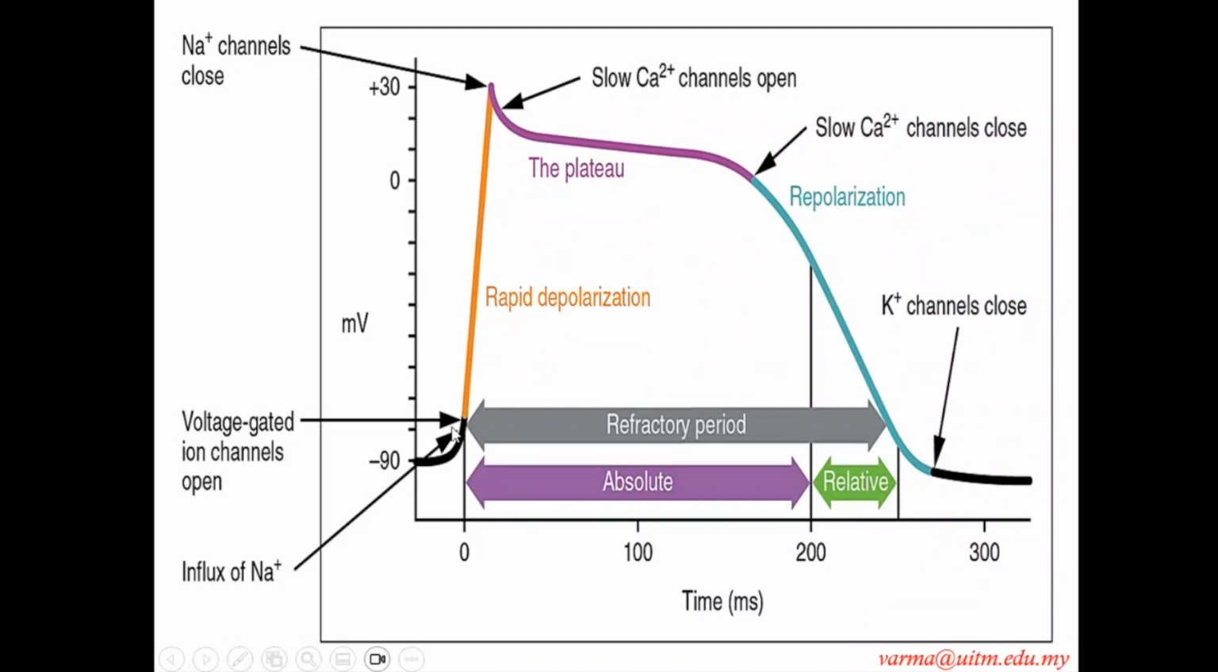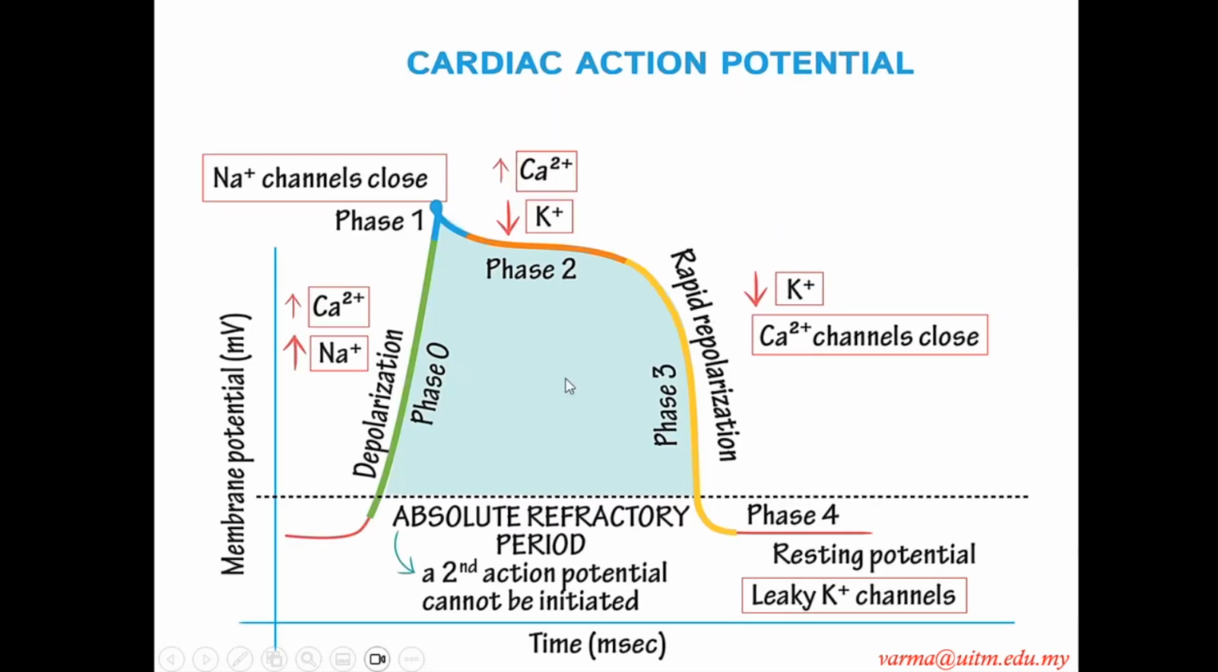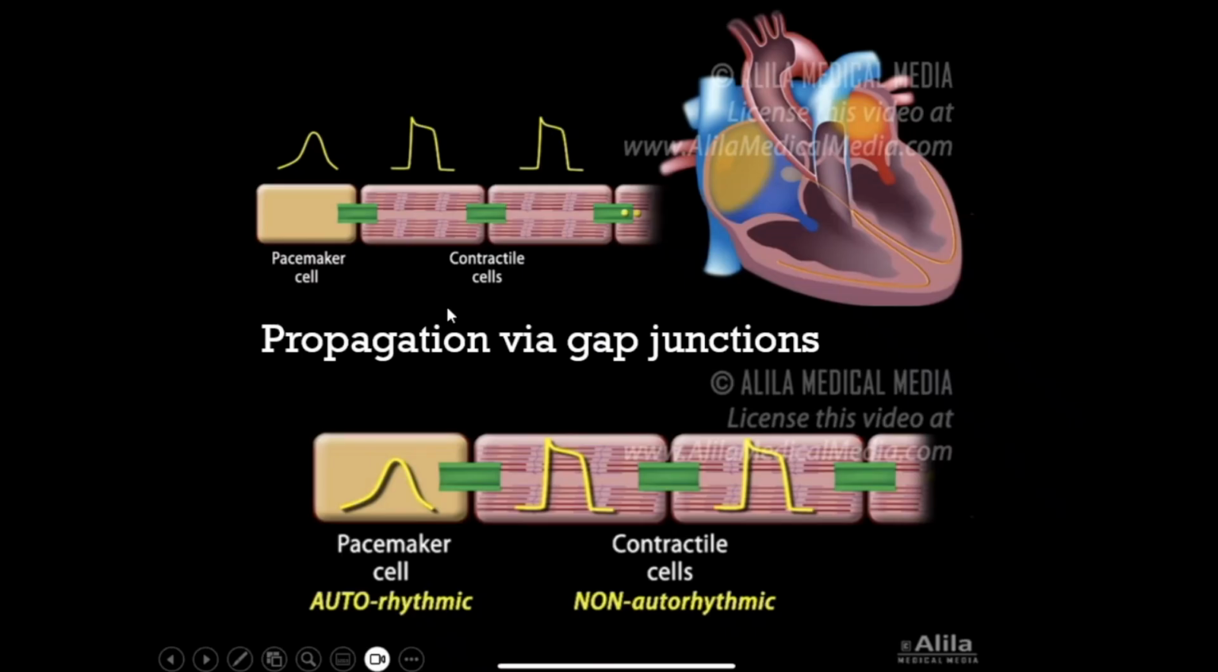So rapid depolarization from a resting membrane potential of negative 90, compared to skeletal muscle, which is negative 70, reaches the threshold potential. Then it goes up to positive 30, same as your skeletal muscle. Then the plateau is mainly because calcium channels open and then close, and repolarization occurs. Just repetition again. The propagation in cardiac muscle compared to skeletal muscle is via the gap junctions. I just want to highlight this.